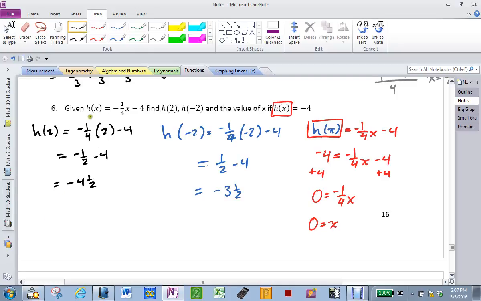Now, what are the 3 points that I would put on a graph? Which is the x value here? 2 or negative 4.5? 2. So it's 2, negative 4.5. What is this point that would be on the graph? Negative 2, negative 3.5. What is this point that would be on the graph? 0, negative 4. See how everyone can do it?